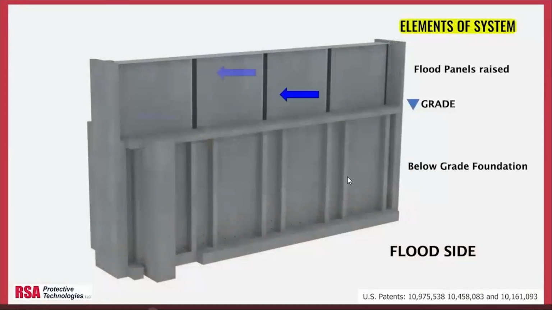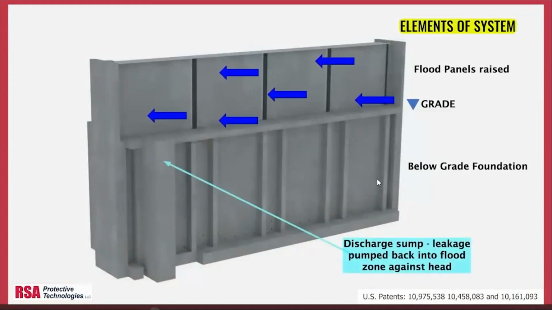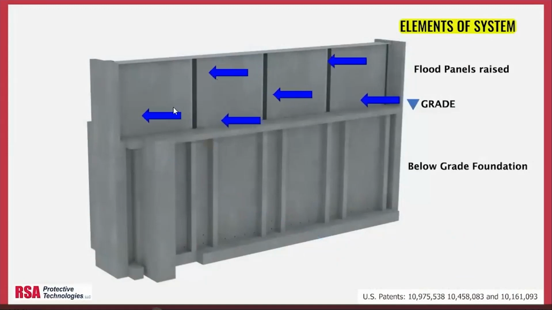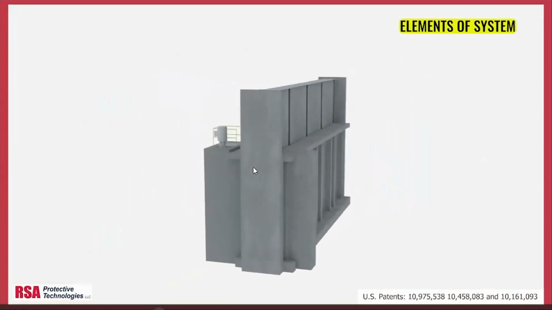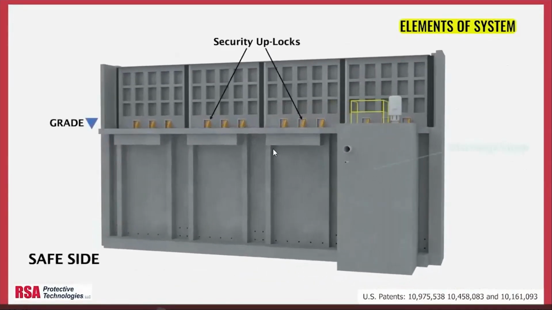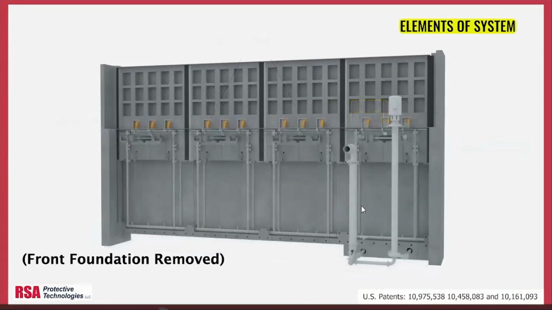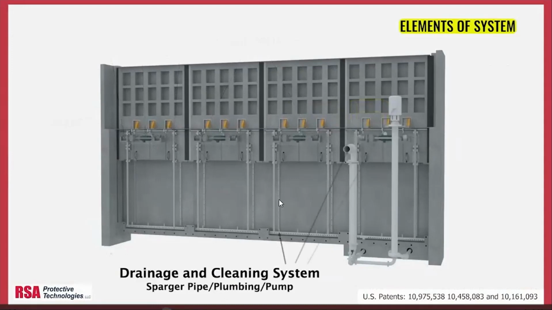Here's some of the key elements again. This is showing a pattern of 4 flood walls across the roadway. This is the flood side. You can see the water pressure would be up on the walls on that side. And the same 4 panels from the dry side or the safe side. The uplocks are shown extended. And then there's a discharge pump, which I talked about earlier in the SolidWorks model. I have some better images here.